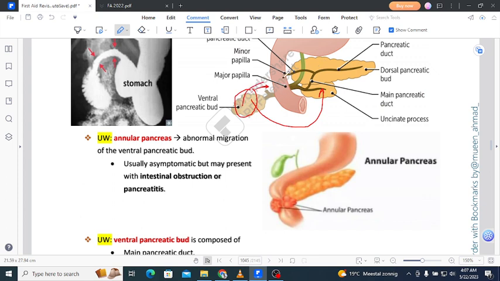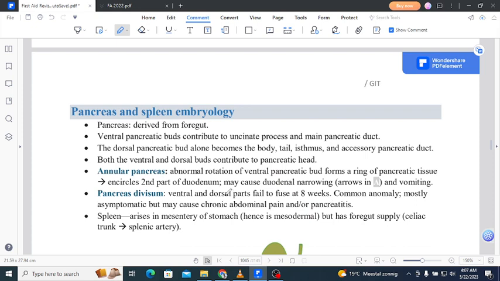But if it encircles over the duodenum and joins like that, there will be constriction of the duodenum in this region of overlap by the ventral segment, and this is what we call the annular pancreas. So it encircles the second part of the duodenum and may cause duodenal narrowing and thus vomiting.